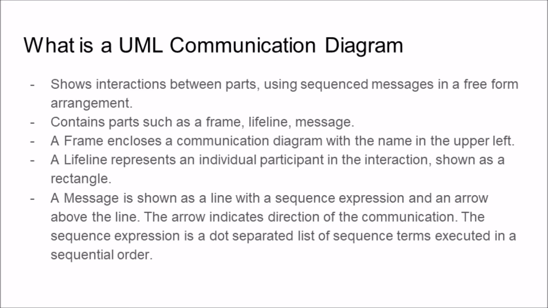So some parts of the UML communication diagram are a frame, a lifeline, and a message. A frame encloses a communication diagram with the name in the upper left. So the upper left describes what the diagram is about. A lifeline represents an individual participant in the interaction, shown as a rectangle. A message is shown as a line with a sequence expression and an arrow above the line.